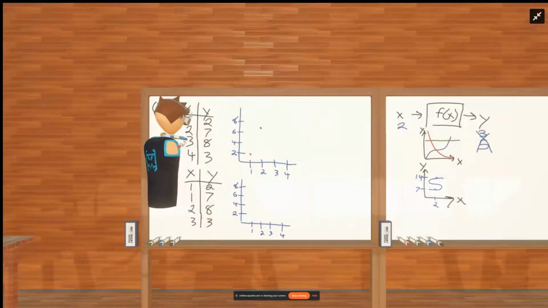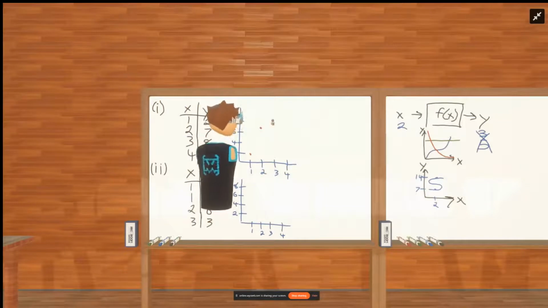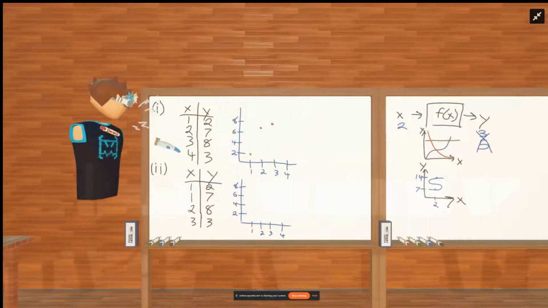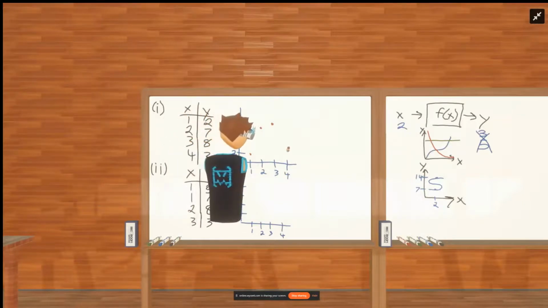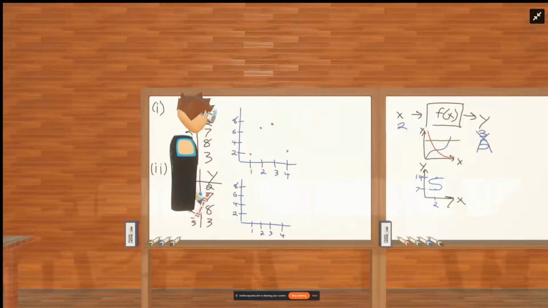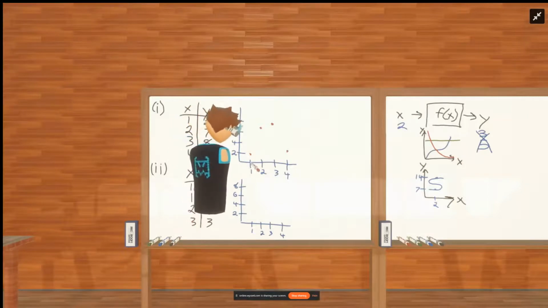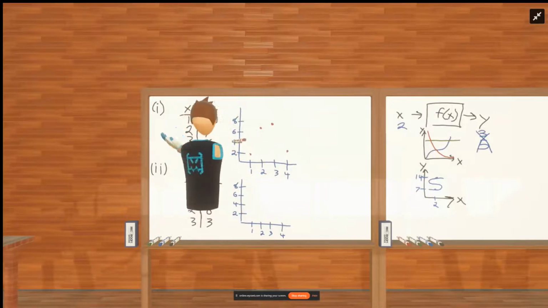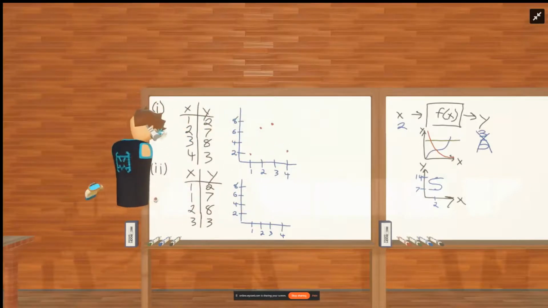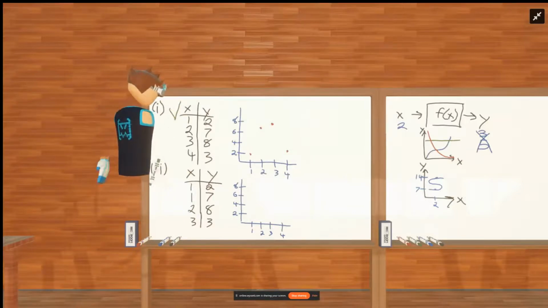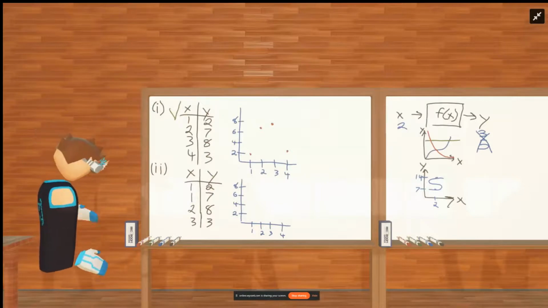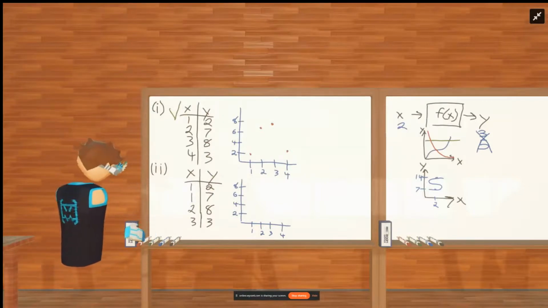Now, x equals 3, y equals 8. So that's up here. And x equals 4, y equals 3. So we'll plot that about here. If you look at this chart, we see that for every x, there's only one y. So I think this checks out. We'll give this one a green check mark. This one is okay. It is a valid function. So let's look at the next one.